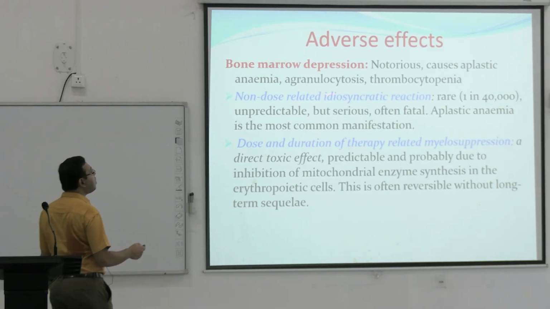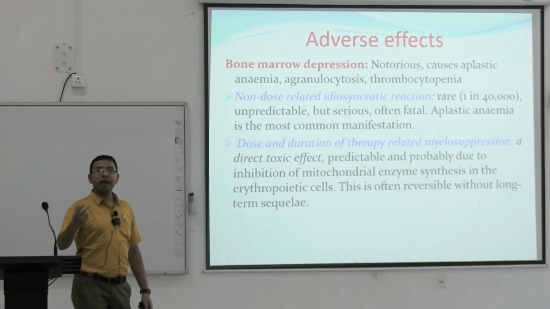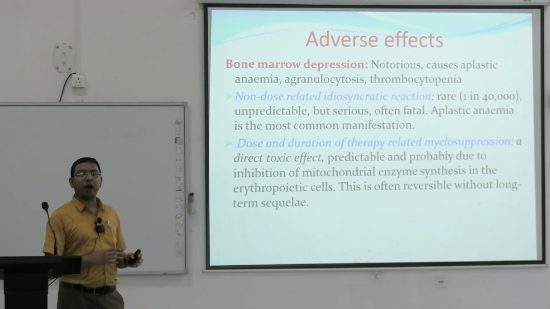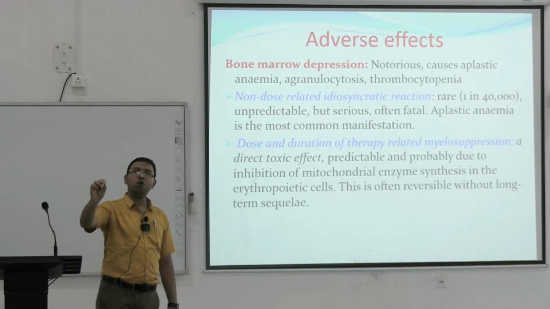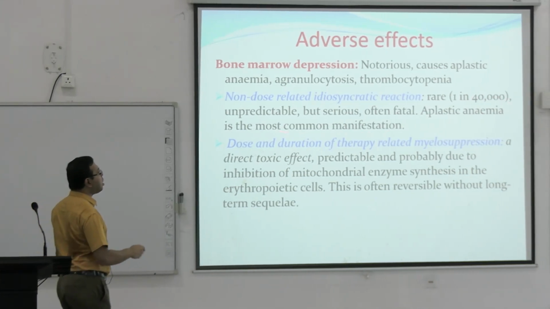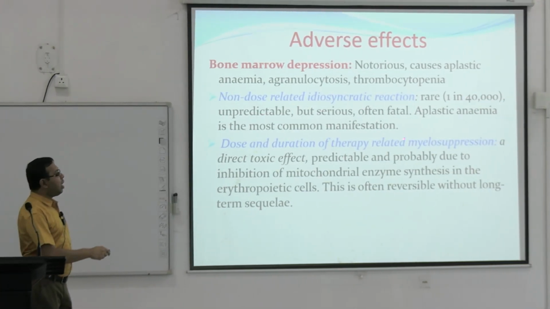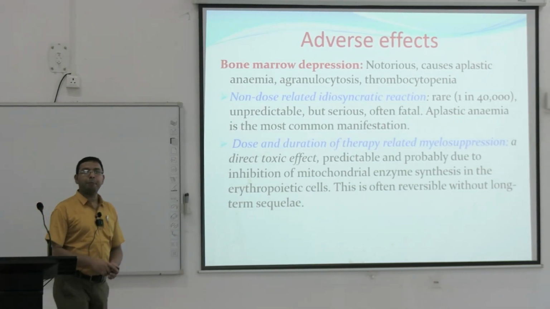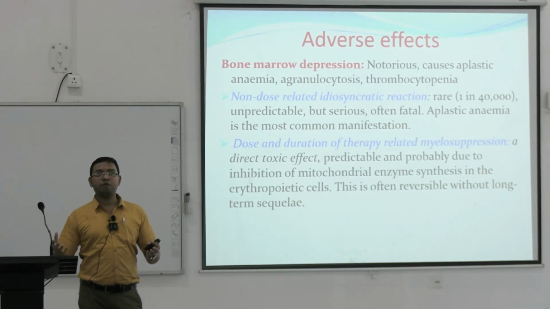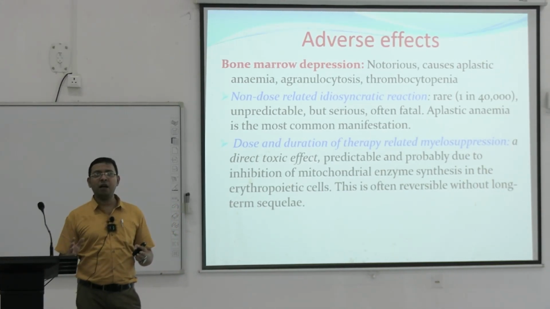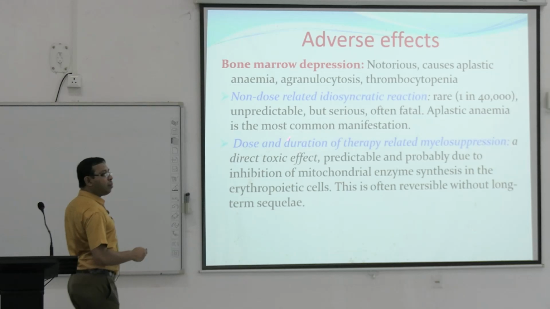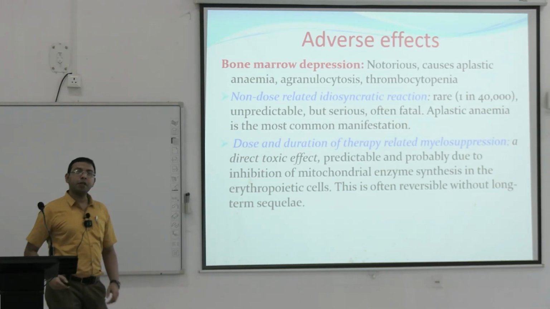There may be some non-dose-related effects, that is present in your general pharmacology. So this does not depend upon the dosing of the drug. In some individuals with minute doses, this adverse effect can develop. This is a rare one. Aplastic anemia is the most common manifestation. Aplastic anemia means RBC, WBC, platelets, none is developed from the bone marrow. So there is very severe aplastic anemia that can develop from idiosyncratic reactions, and there is also dose and duration of therapy-related myelosuppression.